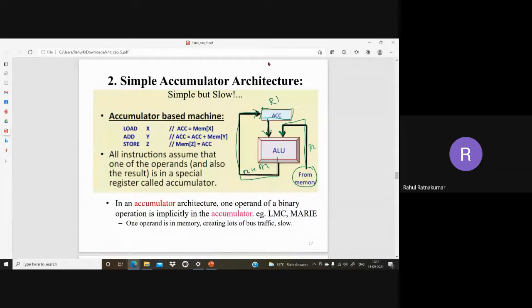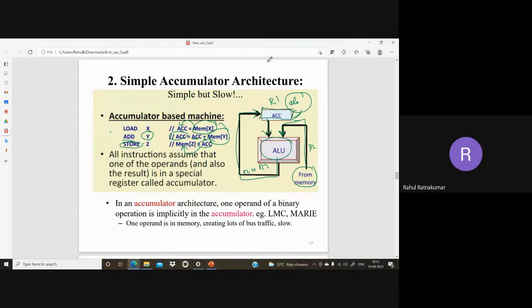This is the Little Man concept also. You can see the calculator screen principle: the result is in the calculator screen, which is the accumulator. So first we have to load X. Load X means from memory, I'm putting data into the accumulator. Then add Y. Like in Little Man, Y is taken from memory and added to the value already in the accumulator, and the result stays in the accumulator. And store Z means the result in the accumulator is stored in location Z.